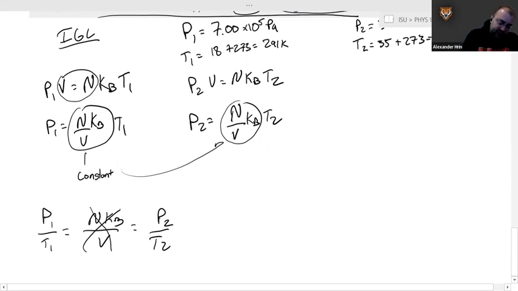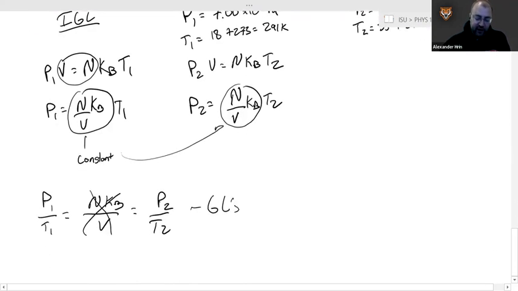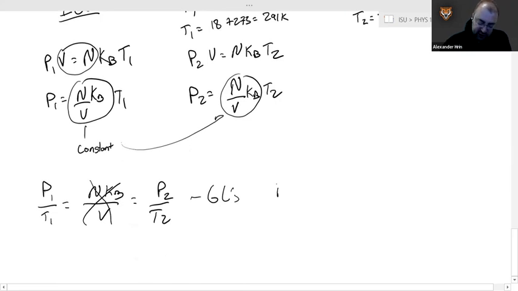Well, notice that we don't even need the middle term. And this is just the Gay-Lussac law. Okay, so that's basically what we would jump to eventually. And when you want to solve for P2, you just get that P2 is equal to T2 over T1 times P1.